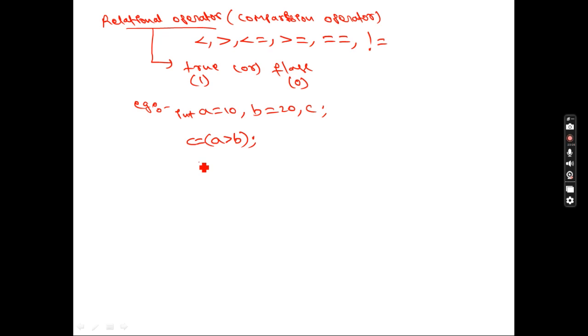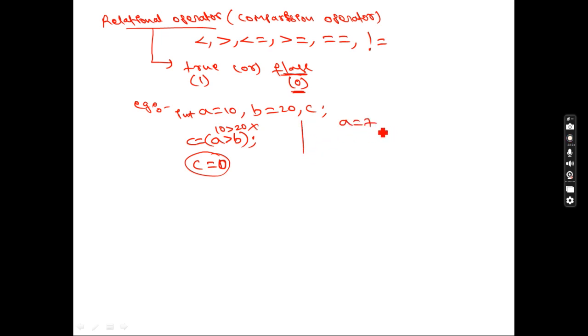If you print the value of c, you'll get the answer 0. Why will you get 0? Because 10 is greater than 20, the condition is false. The condition is wrong. So when the condition is false, what will it store? False. What is the meaning of false? 0.